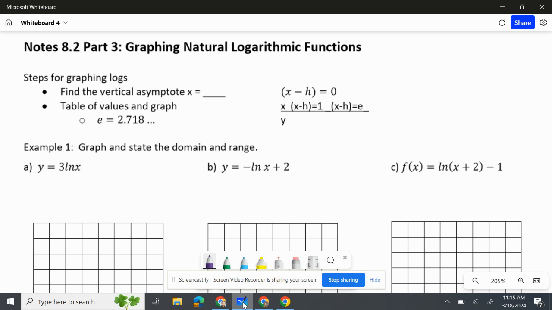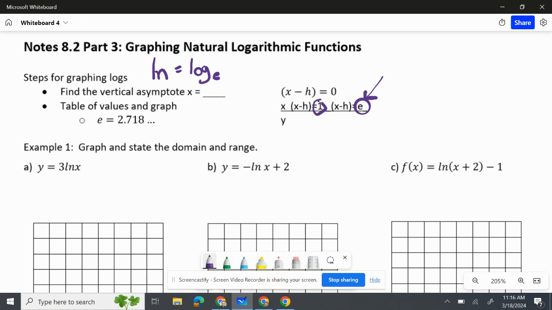We're going to continue graphing logs. This time we're going to focus on natural log. And what we have to remember is that natural log is log base e. Now, since it's the base, remember the two numbers that we want on our table is 1 and the base. Since all of these are natural log, the base is going to be e.